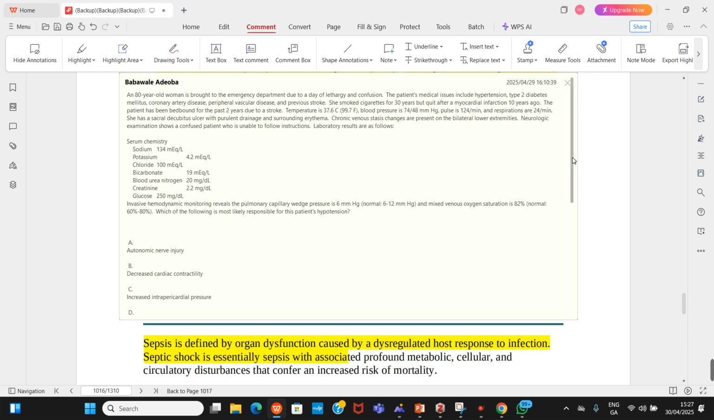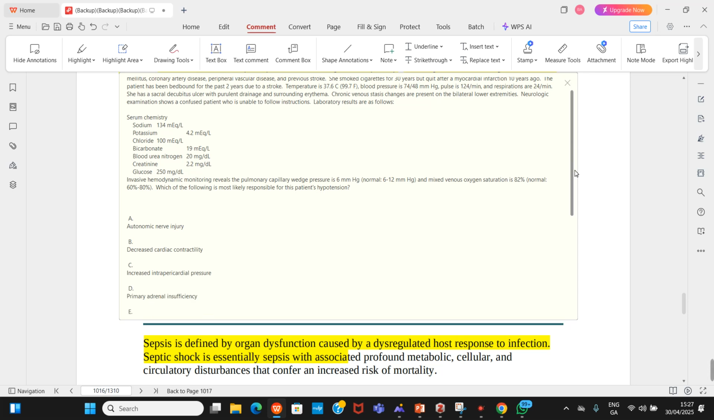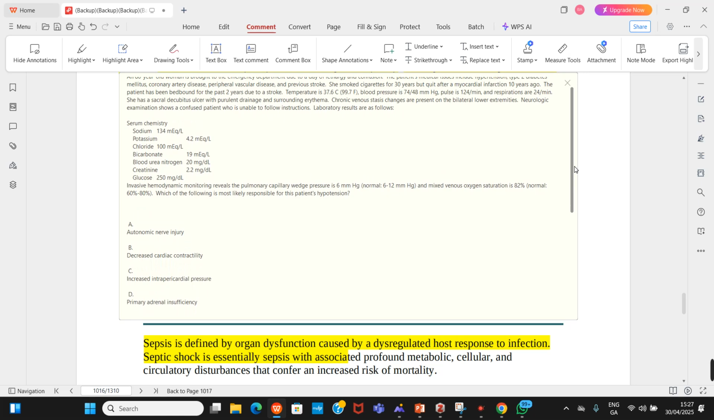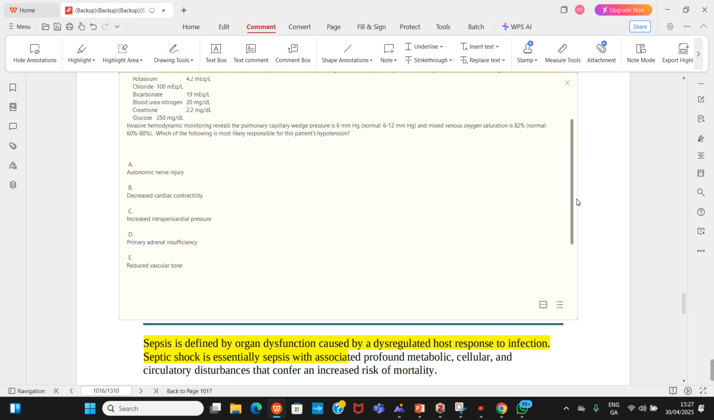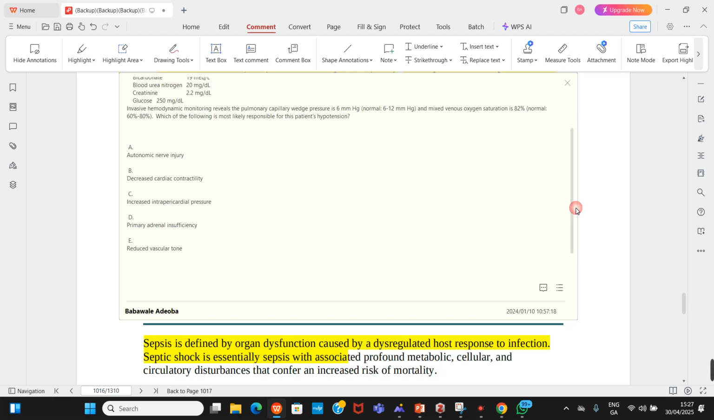So what do you think this patient is having? No, I'm just asking about the diagnosis. I'm not asking about the answer. Septic shock. So what are we going to pick to be the cause of the hypotension? Reduced vascular tone.